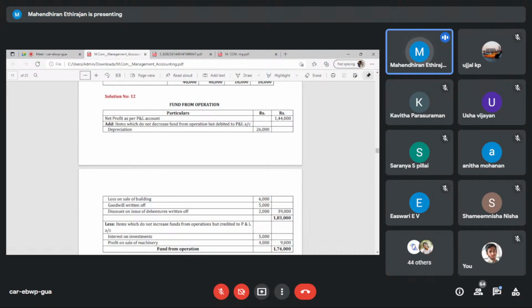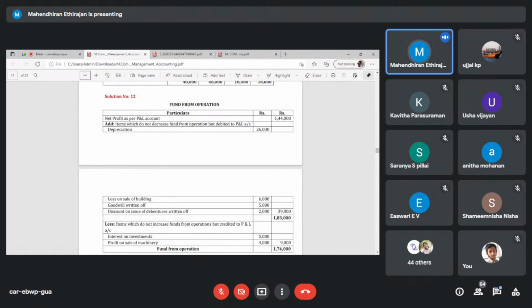So 1,44,000 is the net profit as per the P&L account. Add non-trading items, otherwise items which do not decrease funds from operation but are debited to the P&L account. So you don't write the dialogues. Okay, only the non-trading expenses are enough. Otherwise, it's meaningful, but you don't take too many sentences.